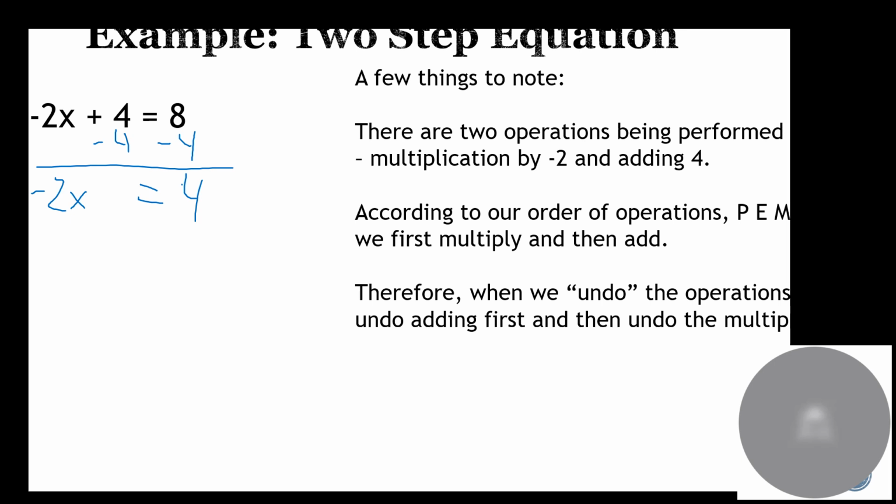Now, I mentioned that this is multiplication. Okay. And so you ask yourself, how do I undo multiplication? Well, I undo multiplication with division. What do I divide by? Well, you ask yourself, what did I multiply by? I multiply by -2, therefore I divide by -2.